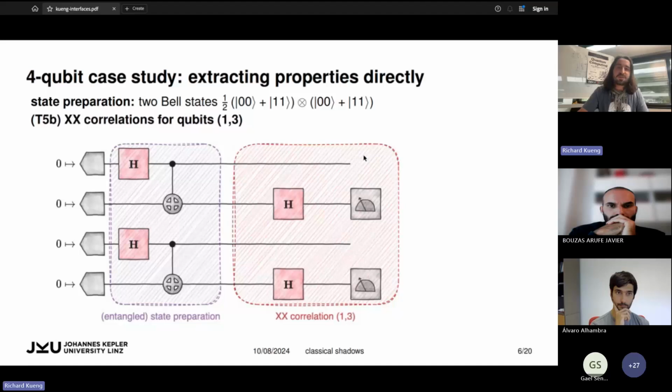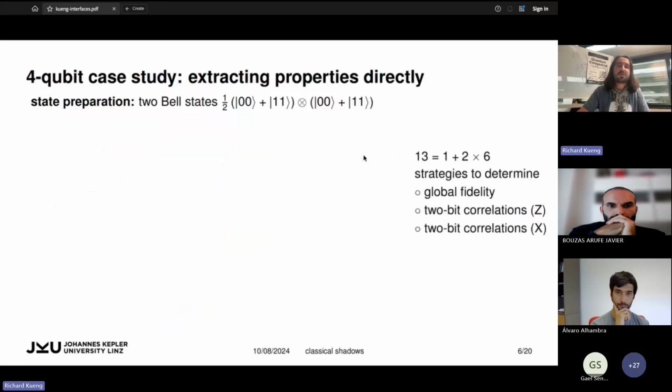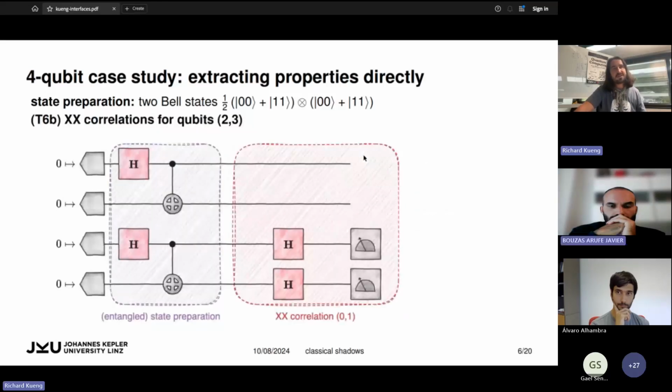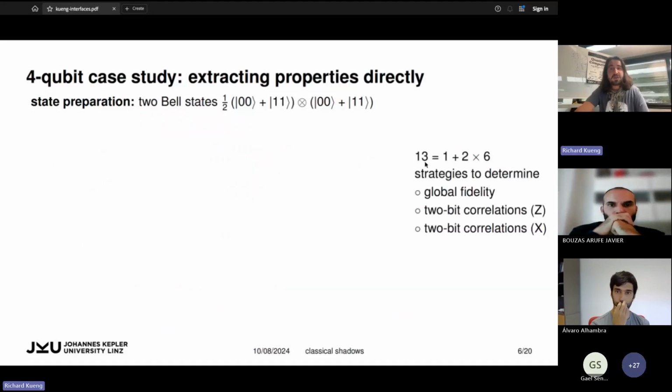There's a lot of different specialized circuits to get all two-body XX and ZZ correlations plus the fidelity. If you keep track, you need 13 different readout protocols to determine the global fidelity and all 2-bit correlations in the X and the Z basis. Okay, so this is not difficult and it can be done, but it requires work. For each of the correlations, I have to come up with a circuit that diagonalizes it, and then I have to run it sequentially.